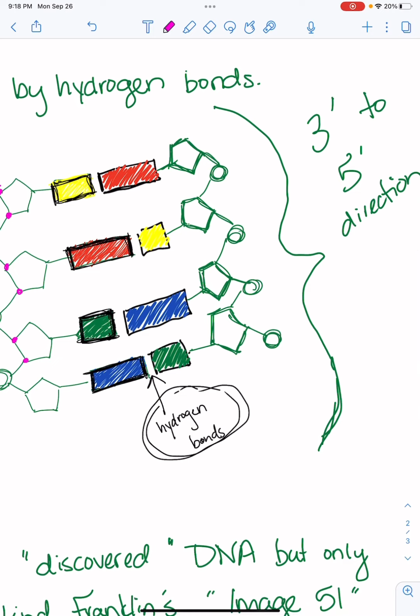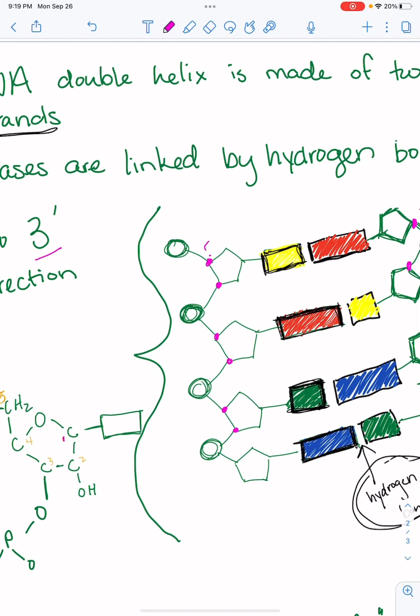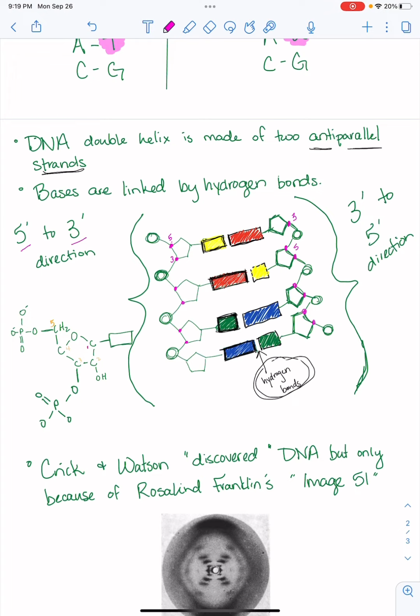If we were to look on the other side, we would basically imagine that you're flipping it over. It's literally the same thing, but upside down. So this is carbon 3, this is carbon 5, and so on. So it starts with carbon 3 right here, and then it goes from carbon 3 to carbon 5. And like I said, over here, we start with carbon 5, and we go to carbon 3, okay? So I just want to make sure you understand why we say 5 to 3 direction and 3 to 5 direction, but basically they're anti-parallel to each other, so they're basically flipped.